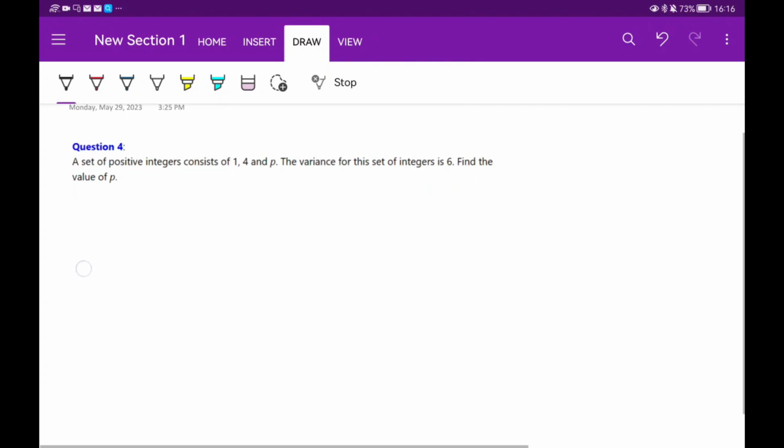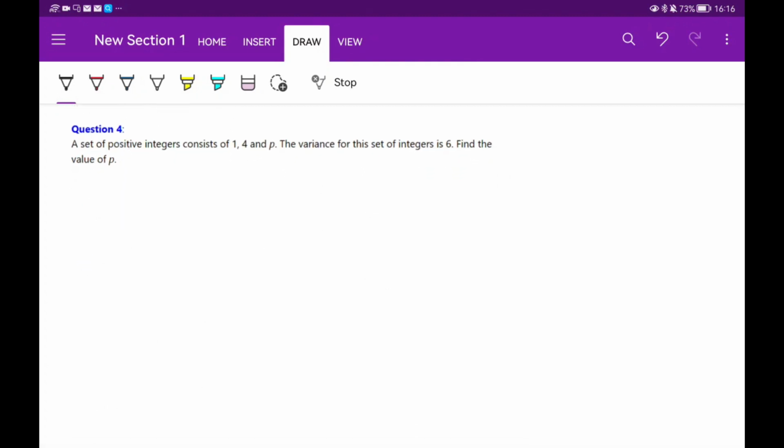So let's go on with question 4. So a set of integers consists of 1, 4 and p. The variance for this set of integers is 6. Alright, so find the value of p. So we know that there is 1, 4 and p, right? So the variance is 6.